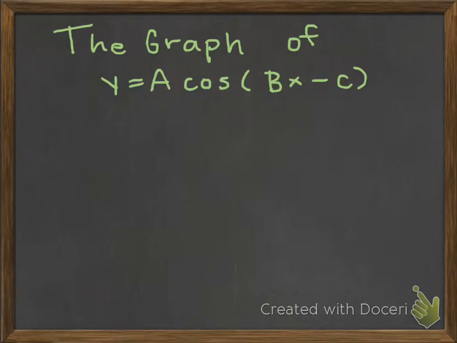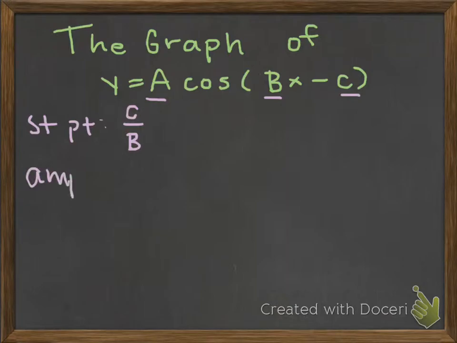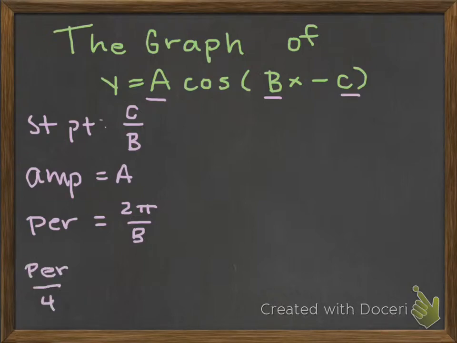So again, just to review some concepts and to reiterate them, they are true for cosine as well. Remember, A, B, and C are numerical values. So the starting point for cosine is still going to be C over B. The amplitude is still A. The period will still be 2 pi over your B value. And lastly, we still find the period over 4 to determine what we're going to add every time. So notice this is still the same. Your x1 is still considered your starting point.